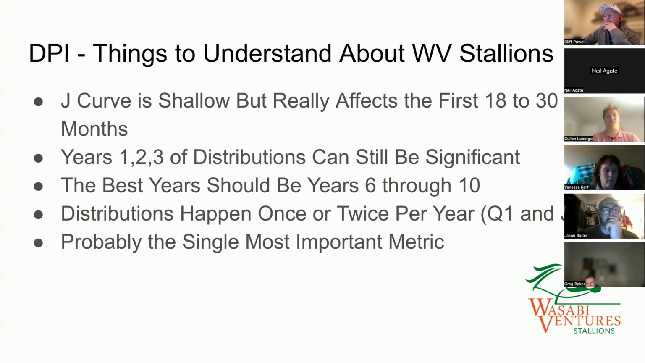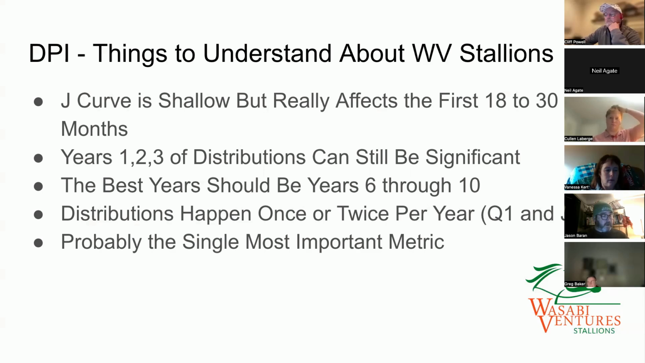In my opinion, as an investor in anything that's Wasabi Ventures Stallions, the single most important metric for me is DPI. I think about how much money I've returned to investors. That's the single most important number that I think about. Some of the other numbers are going to be important as we talk, but in my opinion, that's the most important. That's not always the same in other types of funds. Sometimes the appreciation of the assets themselves is the most important because you get one big exit at the end.